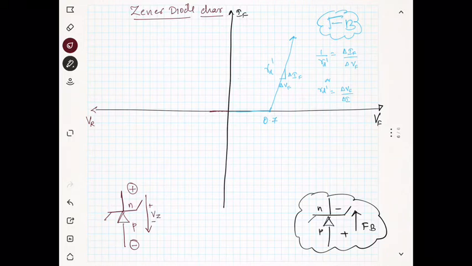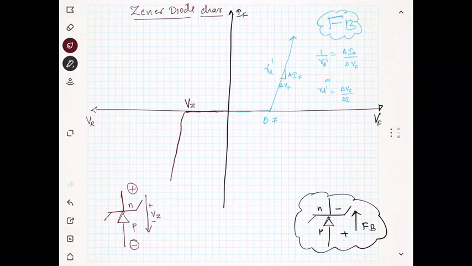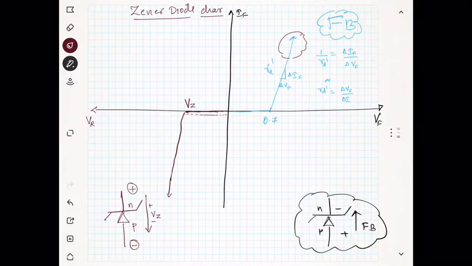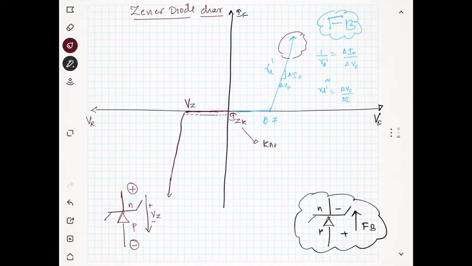Now you will not get any current until you reach the Zener breakdown voltage. After reaching that, the current will increase drastically like in forward bias. You can see in forward bias the current is increasing, right? Like this you are getting a high current. So the minimum current which is required to turn on the Zener diode, we will call this IZK, or the knee current.